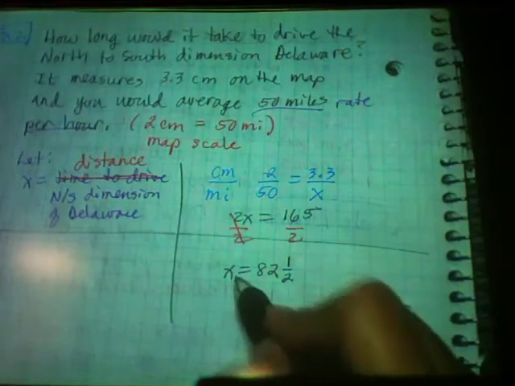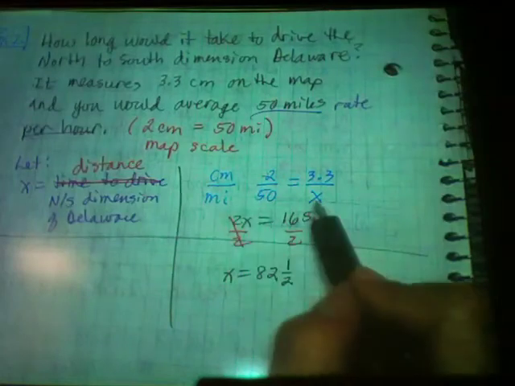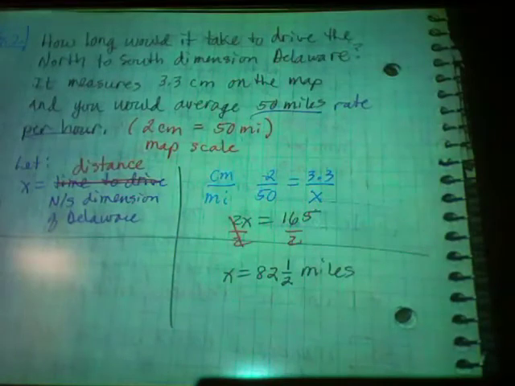And what is x? What unit of measure? It's in the bottom, so isn't it miles? It's important to write that down so you don't forget. So now I know that the north-south dimension of Delaware is 82 and a half miles. Are you aware of what Delaware looks like on the map? Because that doesn't seem very big, does it? It's about that far to Flagstaff, give or take a few miles. Is Delaware a very big state? No. It's a super teeny weeny tiny state. So that is fairly accurate.